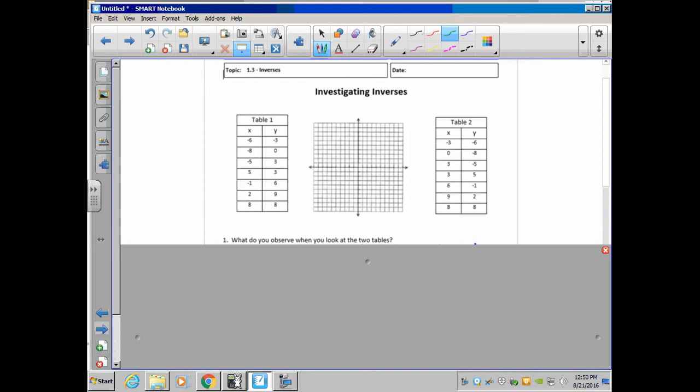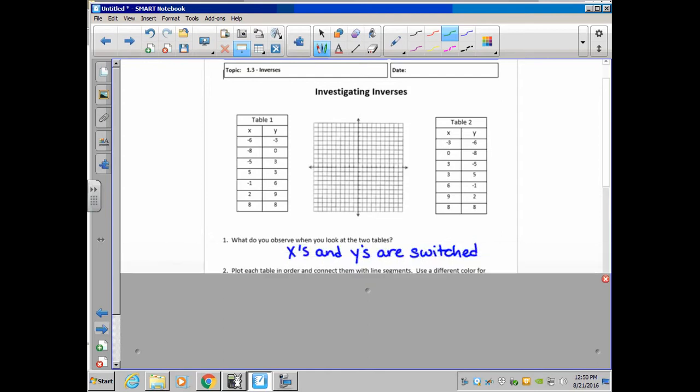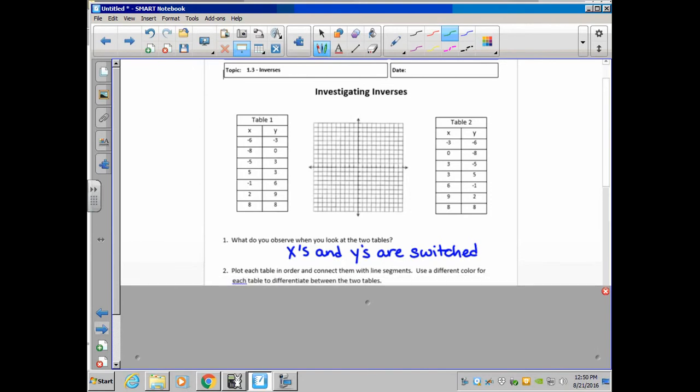Alright, so what do you observe when you look at the two tables? Hopefully you notice that all the x values and all the y values in table 1 are switched in table 2. The x's become the y's and the y's become the x's. Then it says to plot each table in order and connect them with line segments. We're going to use a different color for each table to differentiate between the two tables.